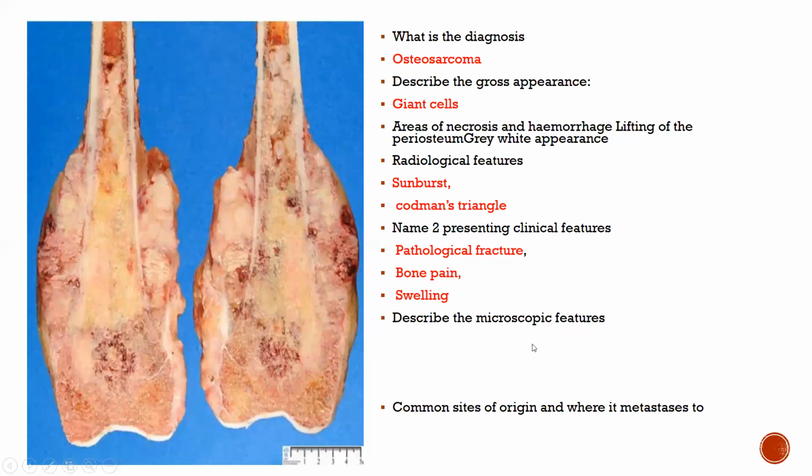Now, I've said this is osteosarcoma, and the gross appearance, there are giant cells here. Radiological features, I've told you the sunburst appearance and Codman's triangle. Clinical features, I've told you there must be pain. Okay. The microscopic features of this one now. Anyone? I'll also attach a microscopic diagram that explains the cells seen on microscopy when you're viewing your sarcoma.